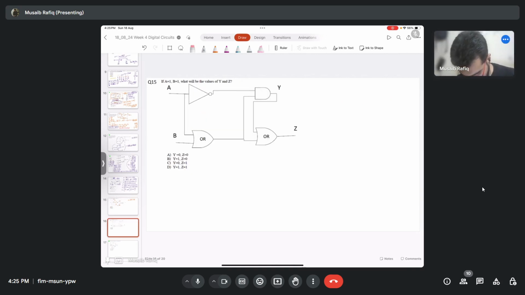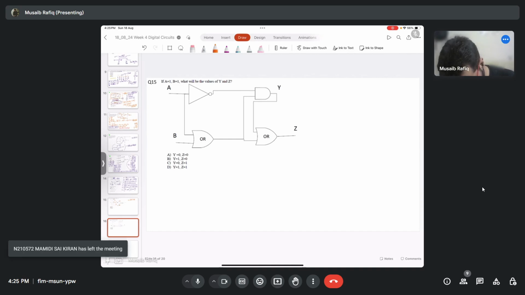Then I have question number 15, which states that if a equal to 1, b equal to 1, what will be the values of y and z? So I have this NOT gate here. What happened to this? NOT gate here, OR gate here. So this will be a bar, and we have this OR operation. So it will be a plus b.